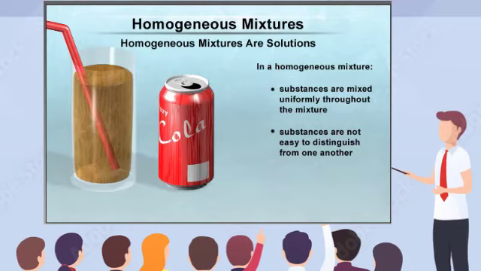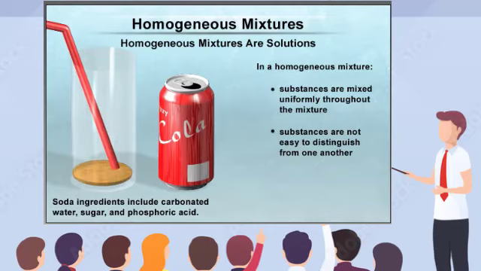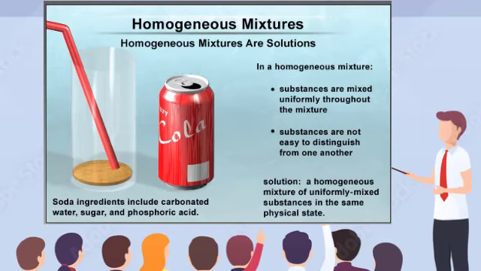Soda is an example of a homogeneous mixture because it contains several ingredients, including carbonated water, sugar, and phosphoric acid mixed uniformly throughout the soda. Your taste buds attest to the uniform distribution of this solution, since the first gulp of soda tastes the same as the last. Soda is also an example of a solution. Any homogeneous mixture is a solution. Heterogeneous mixtures cannot be solutions, since the substances in them are not uniformly mixed.